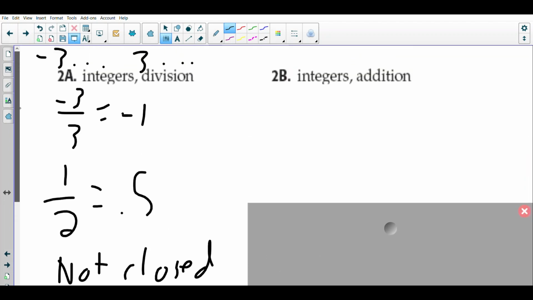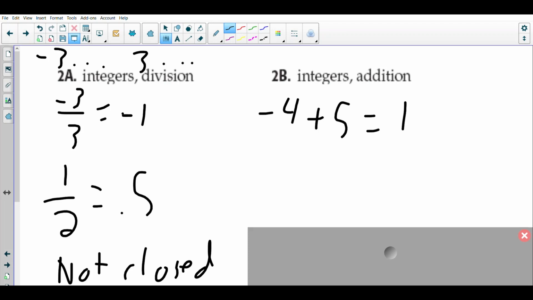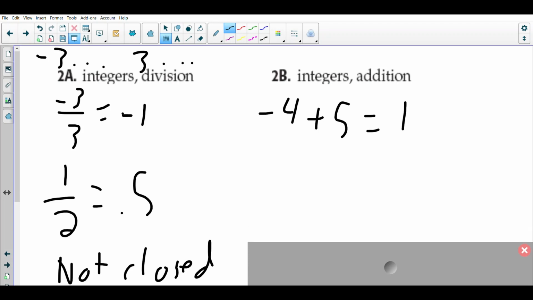Okay, and one more. The integers under addition. So if I take any two integers, negative 4 plus 5, I get a positive 1. 1 is an integer. No matter what numbers I pick, I'm going to get an integer. I'm not going to get a decimal, so that is closed.